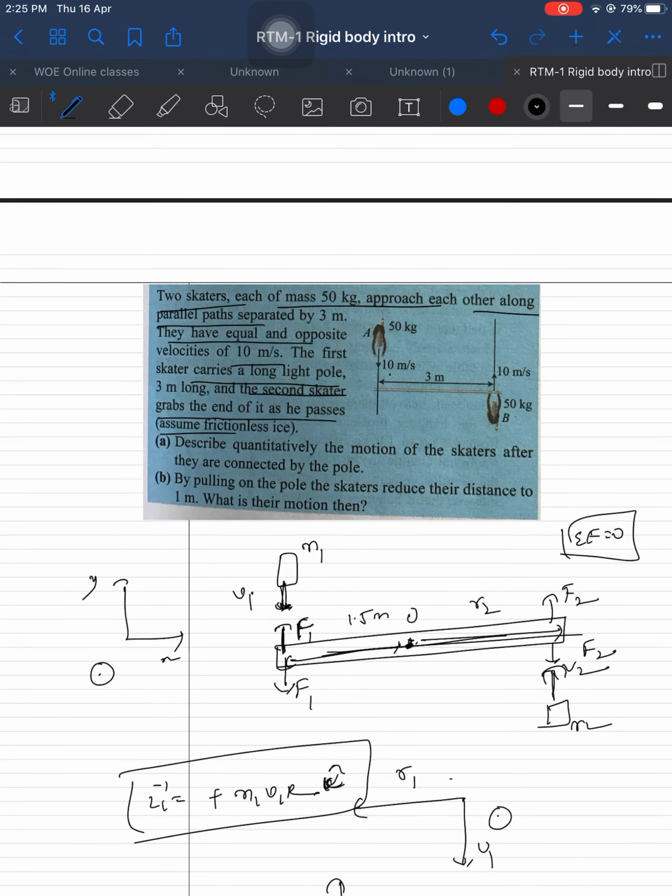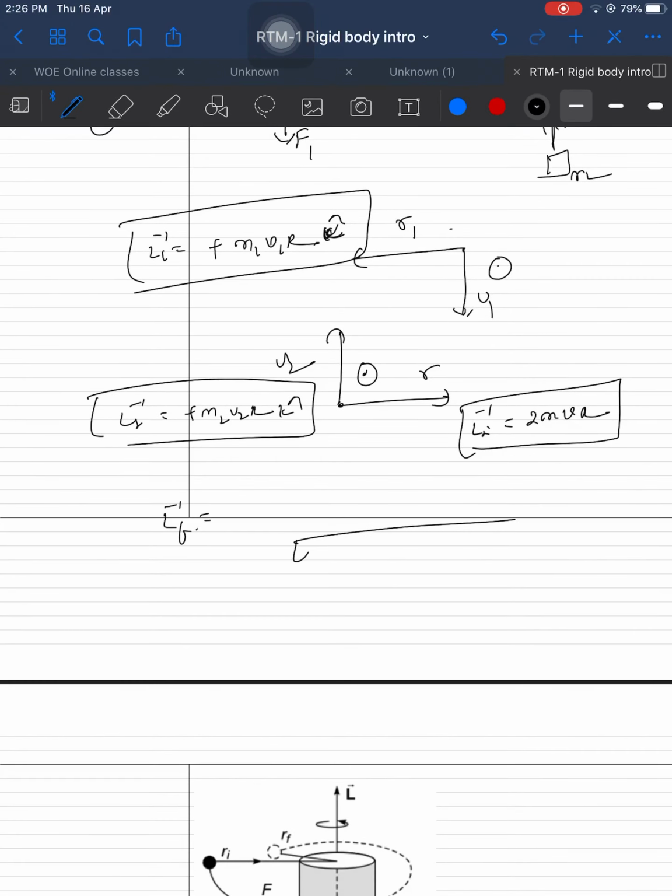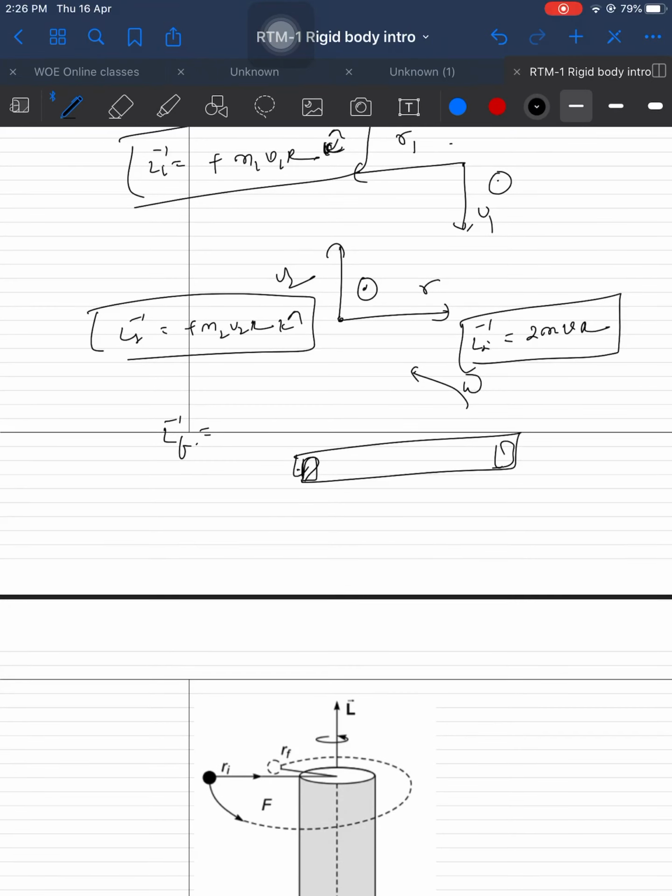Okay, the first skater carries the pole. Describe the motion of the skaters after they connect to the pole. After they are connected to the pole, what will happen? Both the bodies are stuck here, and they will move with angular velocity omega. And what is the angular velocity omega? The final angular momentum is equal to I omega. The rod doesn't have mass, m is equal to 0, and there are two bodies, m into the distance from here to here, L square by 4, plus another body m, L square by 4, into omega final.